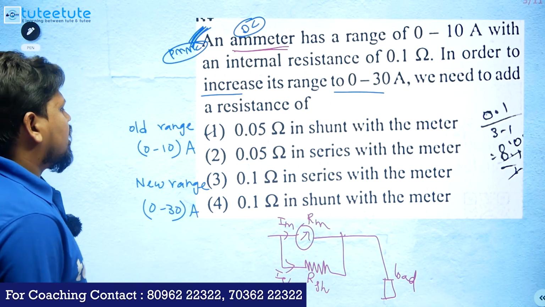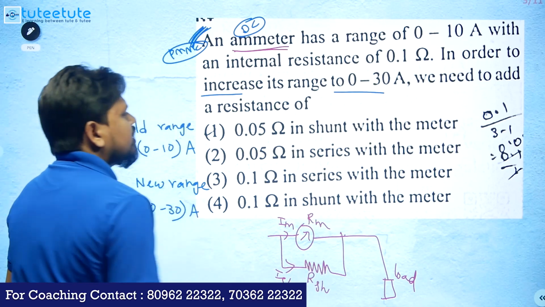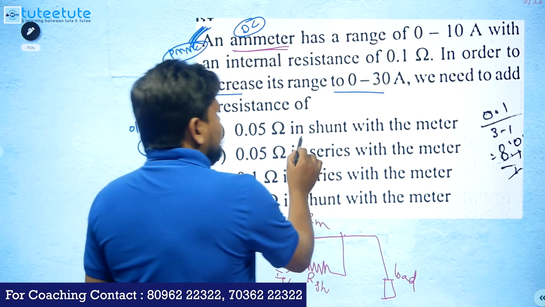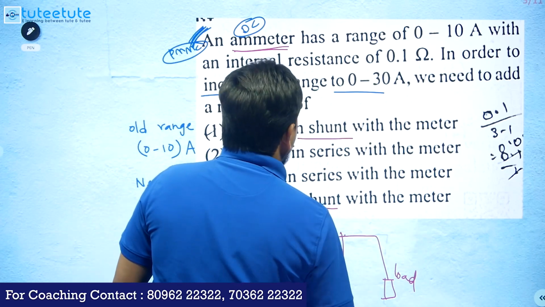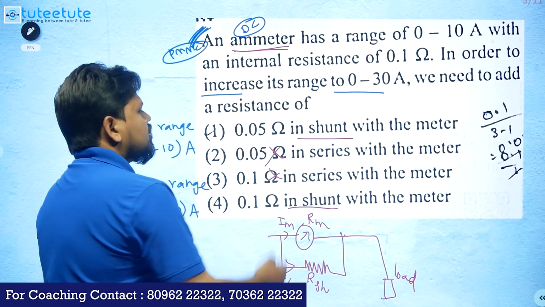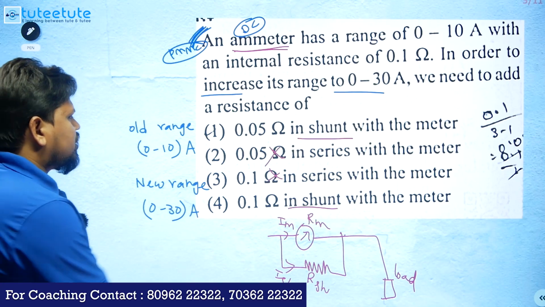So this is the shunt resistance. Where do we have to connect it? In shunt with the meter we have to connect. The remaining two options we can directly eliminate. So in shunt we have to connect.